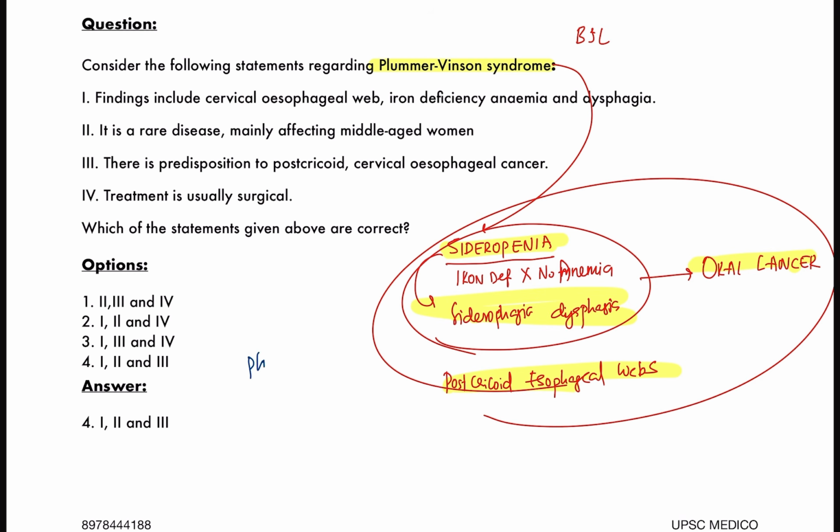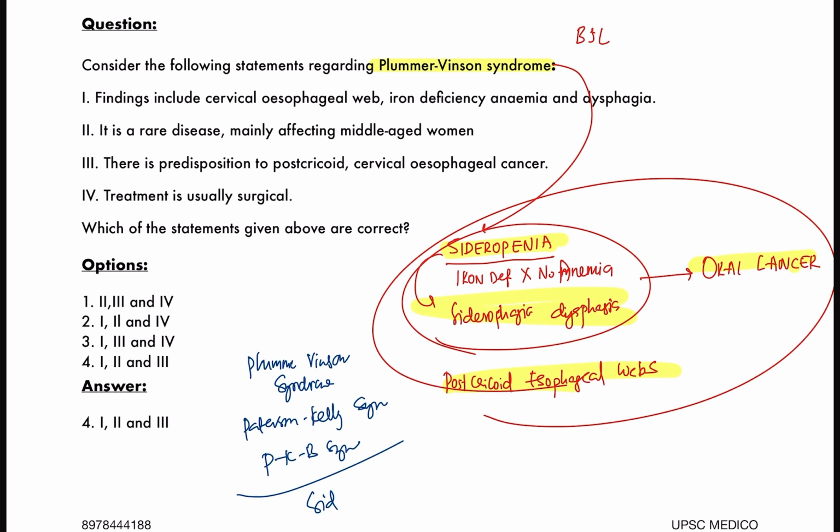So all these things put together, they will call this condition Plummer-Vinson syndrome. There are various names for this particular syndrome. You can call it Plummer-Vinson syndrome, or Patterson-Kelly syndrome, or Patterson-Kelly-Brown syndrome, or you can even call it sideropenic dysphagia. I'm sorry. Right? These are the important things about Plummer-Vinson syndrome.